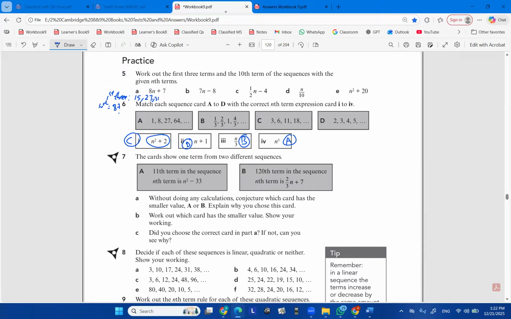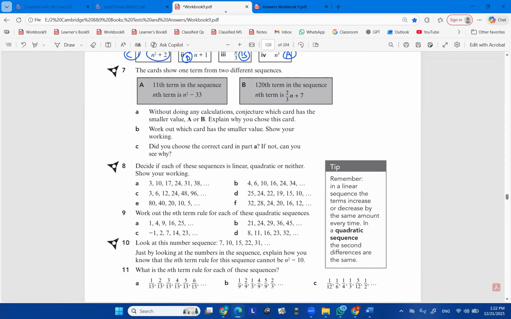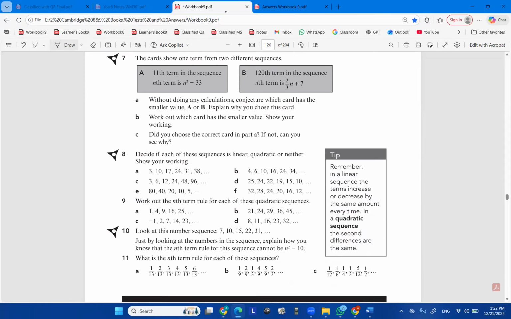The cards show one term from 2 different sequences. The 11th term in the sequence, nth term is n squared minus 33. The 120th term in the sequence, nth term is 2/3 multiplied by n plus 7. Without doing any calculations, a conjecture. What is the meaning of conjecture? Like a guess.